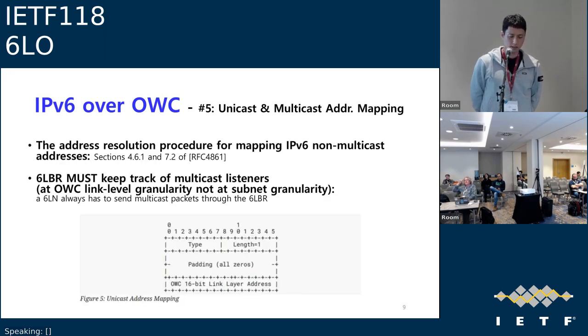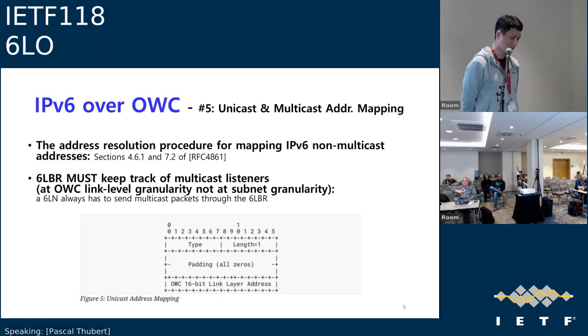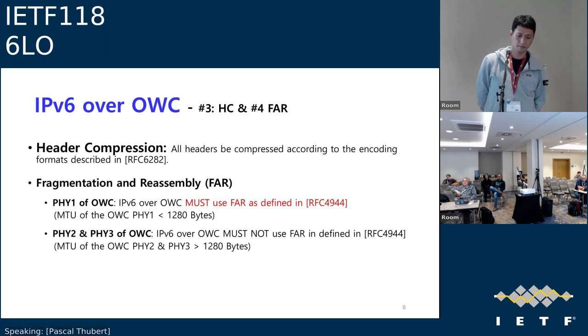The last one is the multicast and unicast address mapping. Pascal, do you have a comment or question first? Maybe. Yes, I mean the reason. Sorry for the interruption, but it's related to the MTU of 1280. It's not just a problem related to fragments.